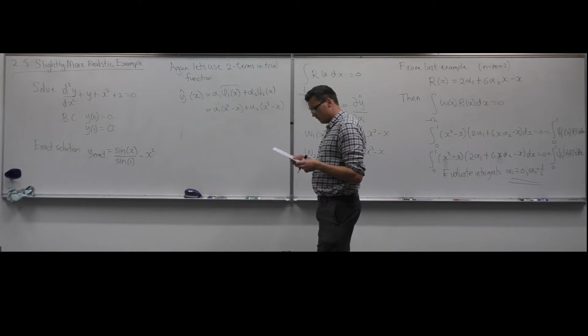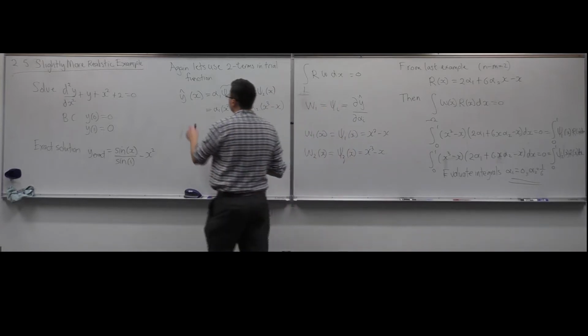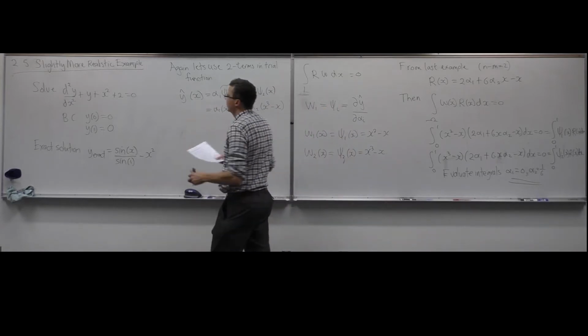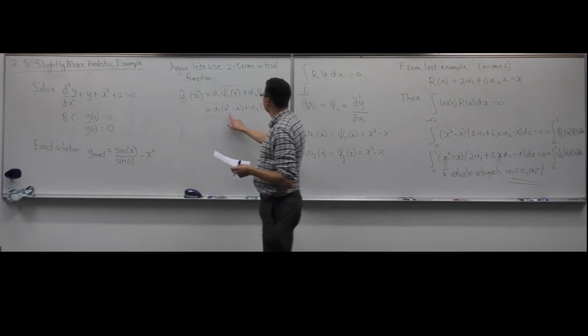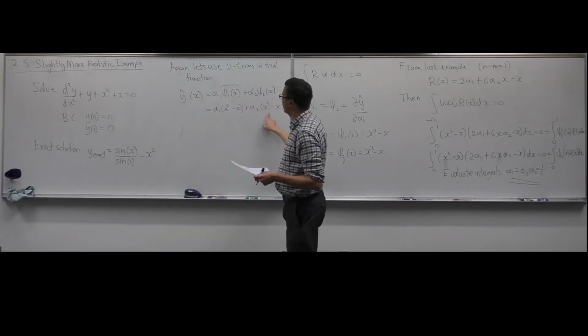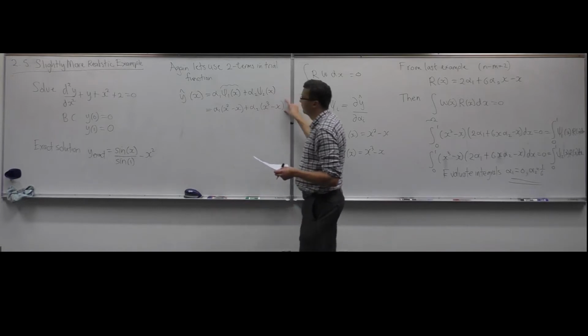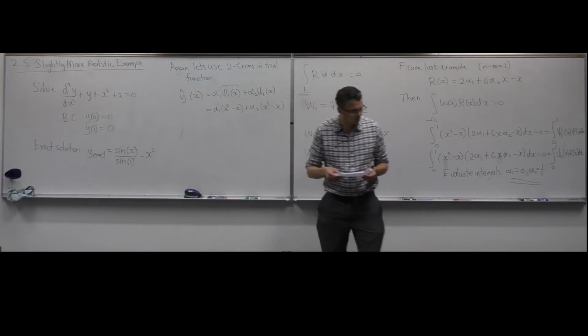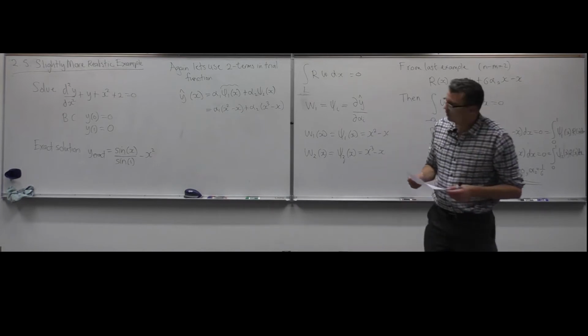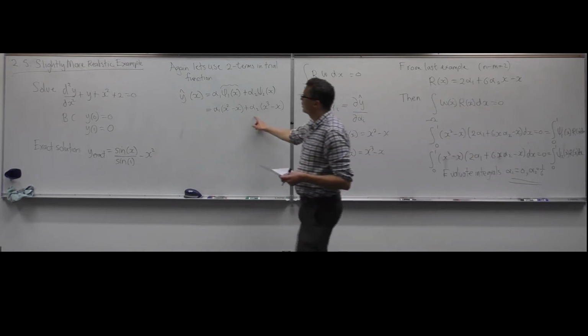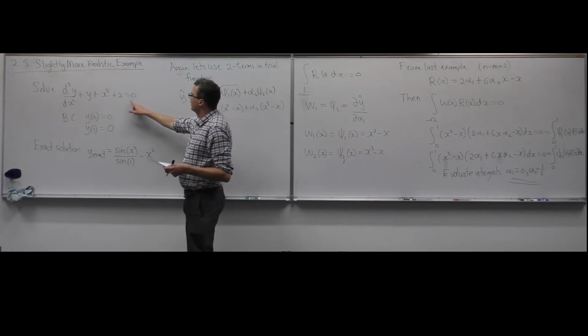Okay, so then the residual, if we substitute this trial function, and now with this choice, it satisfies the boundary conditions. So that was step 2. Now step 3, let's substitute the trial function into the differential equation.